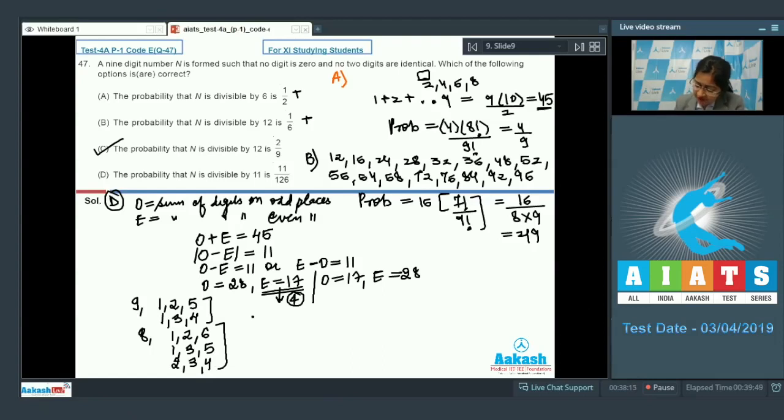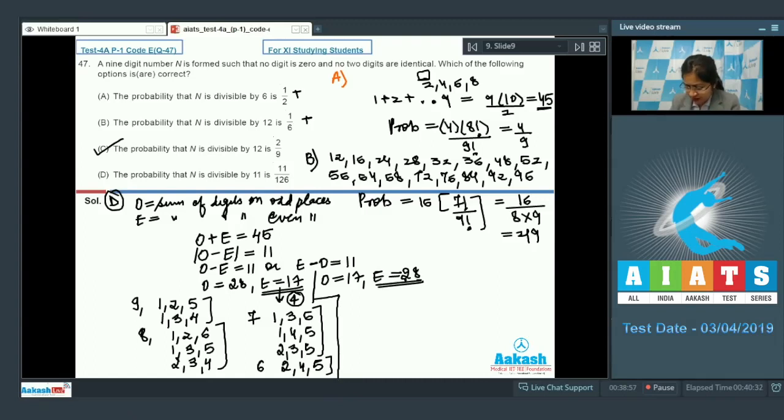These are the cases. And if I take 7 as one digit, then we can get 1, 3, 6 or 1, 4, 5 or 2, 3, 5. Also, one more case is if I take 6 here, then the numbers can be 2, 4 and 5. So these are the only cases. Now further, let's solve for E equal to 28.